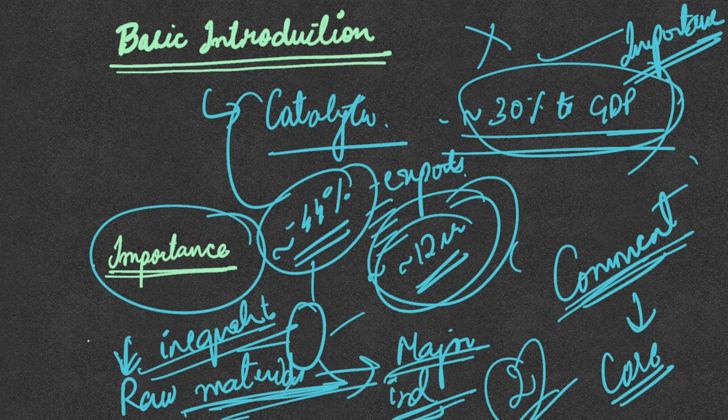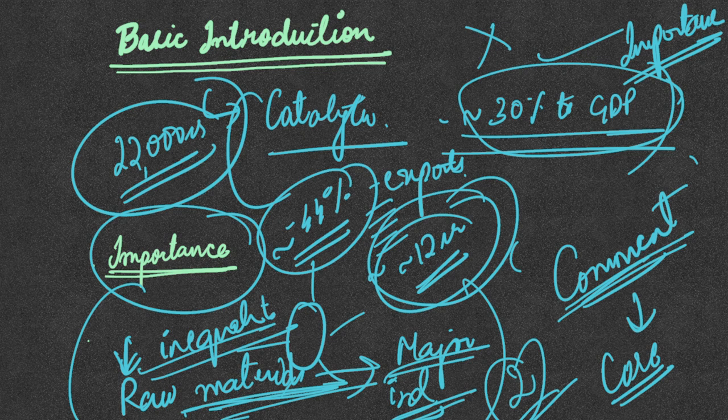And it is because of this importance of the MSMEs that the union budget has this year allocated nearly 22,000 crores to the MSMEs. It is because of the important role that they play in the economy that the union budget has allocated 22,000 crores to the MSME sector.